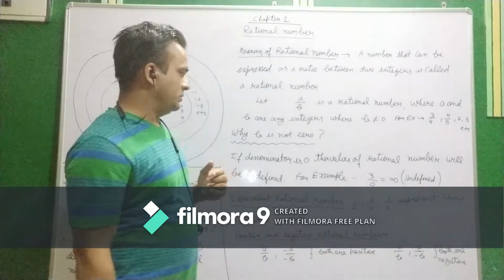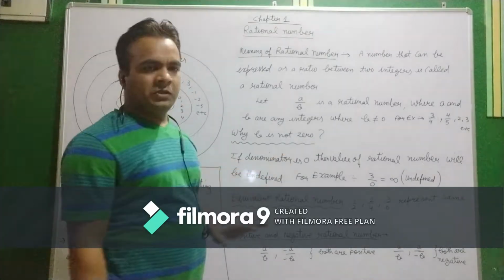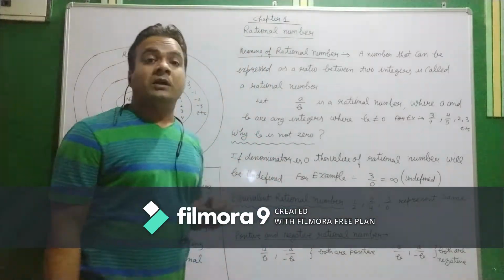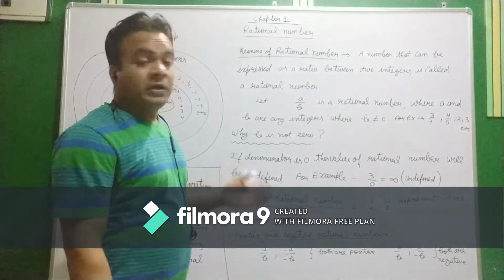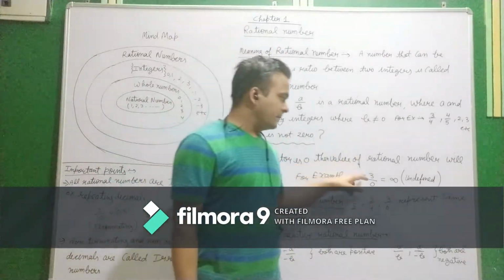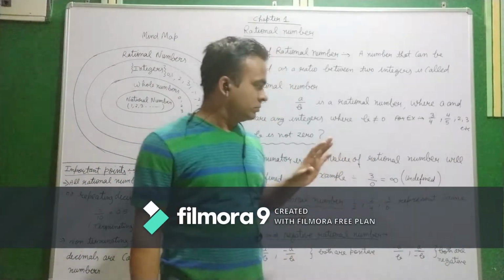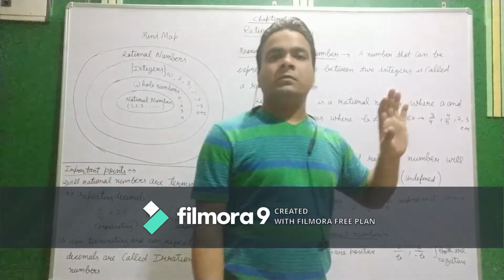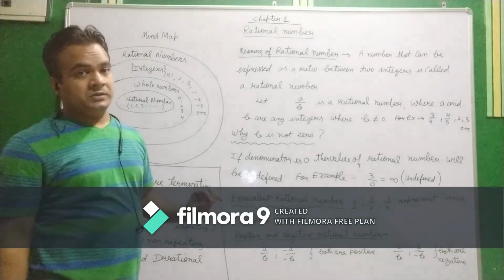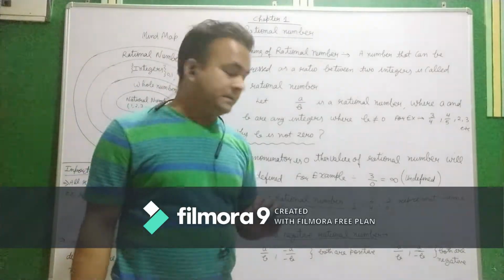What is the reason behind it? If the denominator is 0, then the value of the rational number will be undefined. Why? Because if any number is divided by 0, you can see here 3 divided by 0, it gives undefined always. This is very important. Generally students make mistakes here.